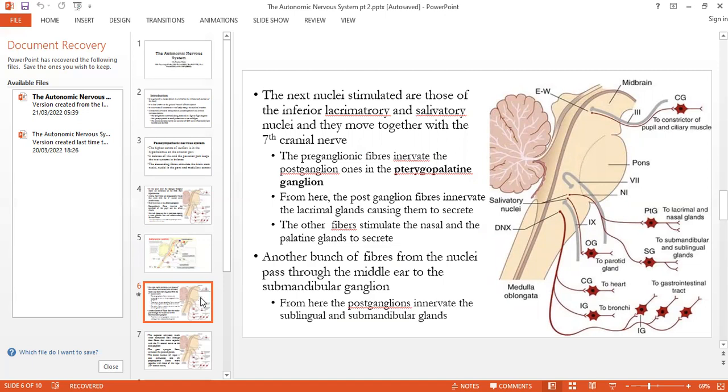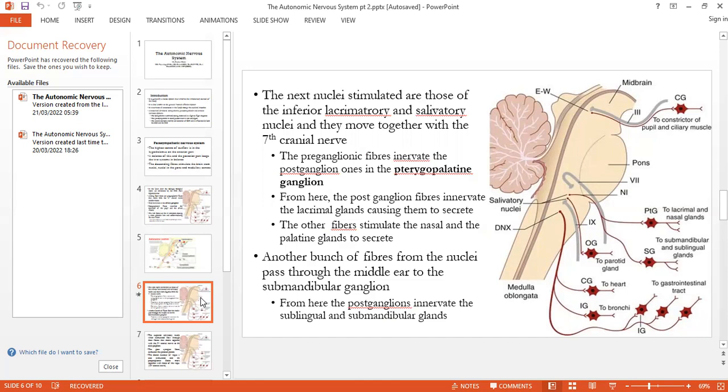The next nuclei stimulated are those of the inferior salivatory and lacrimatory nuclei that move together with the seventh cranial nerve. The preganglionic fibers innervate the postganglionic ones in the pterygopalatine ganglion. From here, the postganglionic fibers innervate the lacrimal glands, causing them to secrete, and other fibers stimulate the nasal and the palatine glands to secrete. Other bunches of fibers from the nuclei pass through the middle ear to the submandibular ganglion.